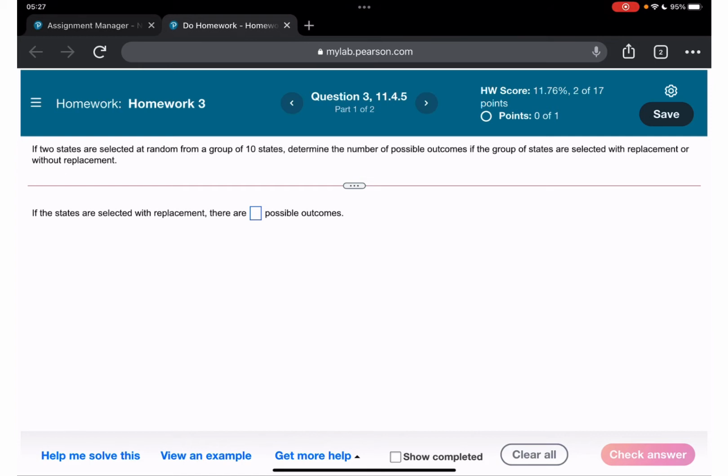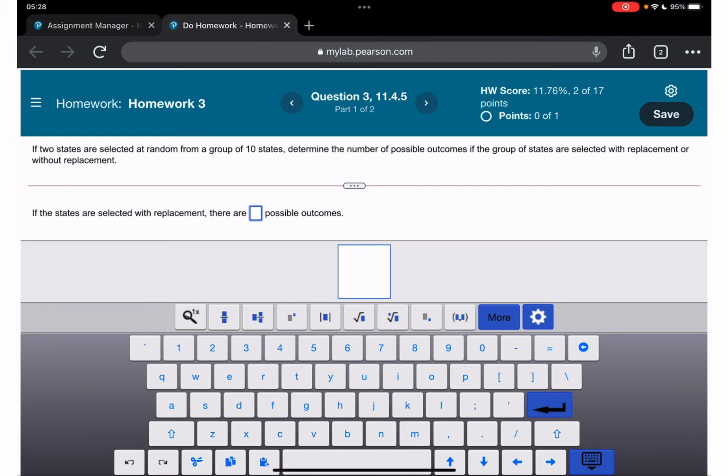With replacement, yes. So with replacement means they select and put it back, right? So the total amount is going to be the same, correct? It's not going to change. Therefore, since we had a group of 10 states, you select one out of 10 states, it became 9, and then you put it back, it's replaced, and became 10 again. So we are doing 10 times, and because we have 2 states, the first group of 10 states and the second group of 10 states, which means we are going to do 10 times 10, just like the previous case. It's going to be 100.